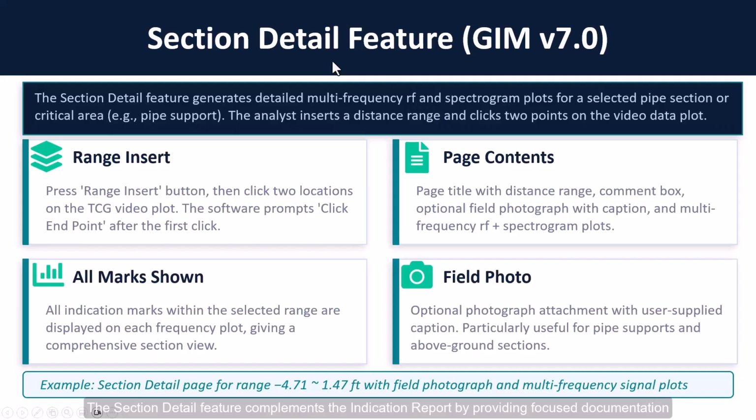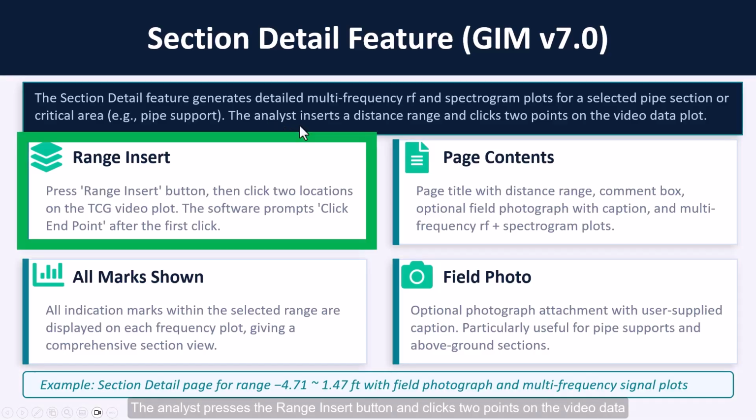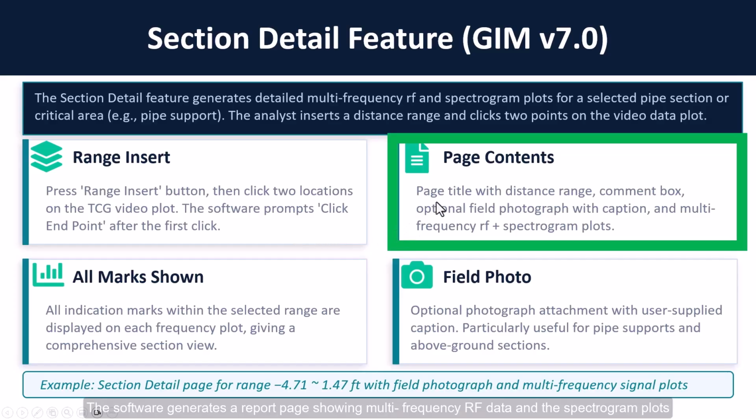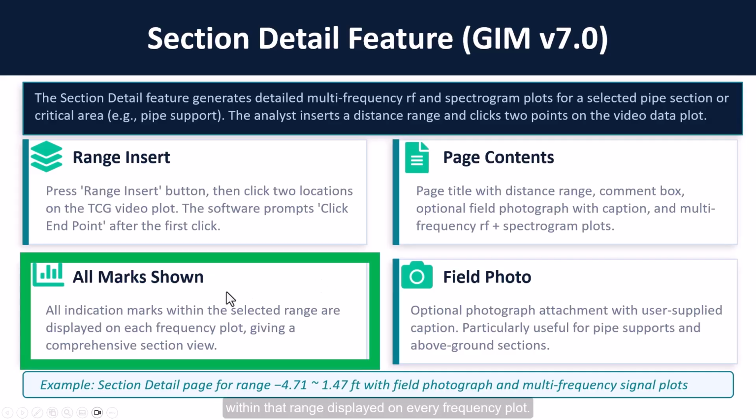The section detail feature complements the indication report by providing focused documentation of a selected pipe section rather than a single indication. The analyst presses the range insert button and clicks 2 points on the video data plot to define the section boundaries. The software generates a report page showing multi-frequency RF data and spectrogram plots across the entire selected range, with all indication marks within that range displayed on every frequency plot.